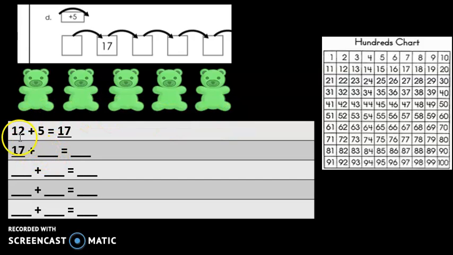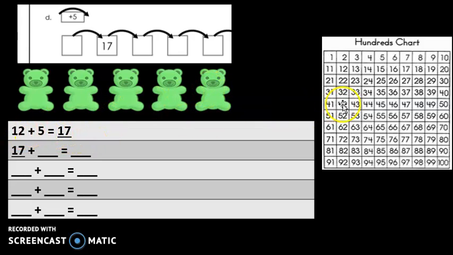Now, Mr. Begay already did the first one for you. See how we have 17 here? Mr. Begay put 17 here already. I already did this first number for you. 12 plus 5 equals 17, because look, 12, 13, 14, 15, 16, 17. So that's how we got 17 here.